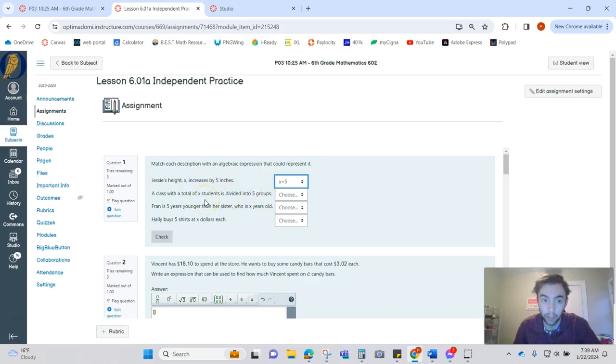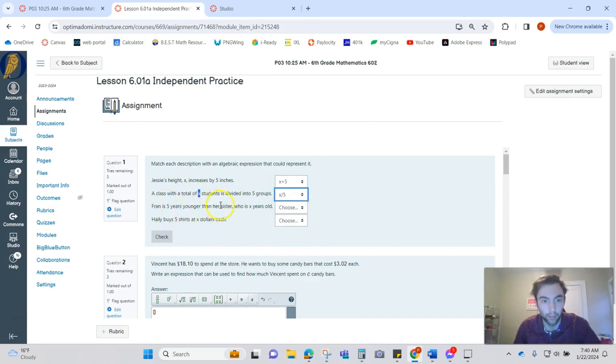A class with a total of x students is divided into 5 groups. We don't know how many students there are, but we do know that we will divide the students into five groups. Now let's look for that vocab word. This one was pretty easy. It's divide. So I think we are dividing the x amount of students into 5. So x divided by 5. X slash 5. X divided by 5.